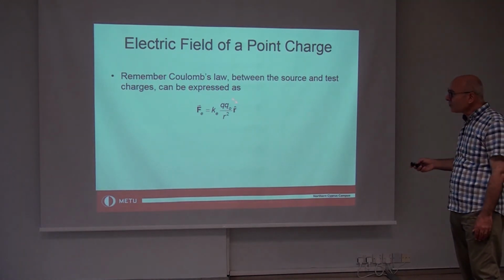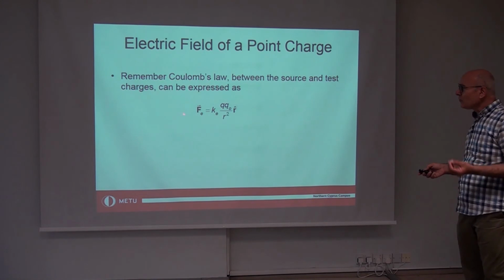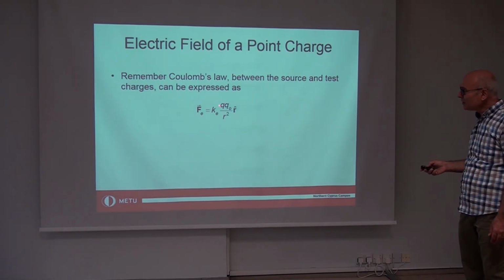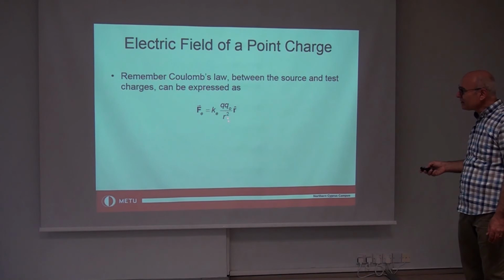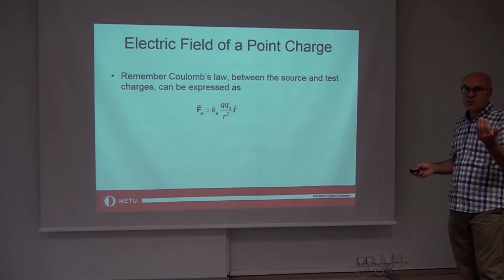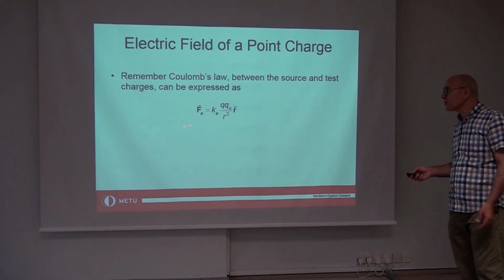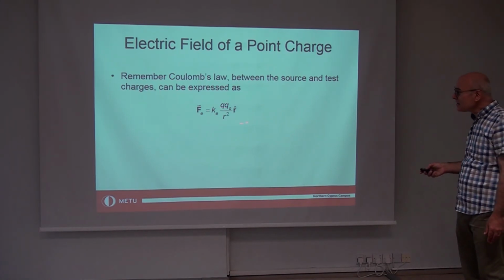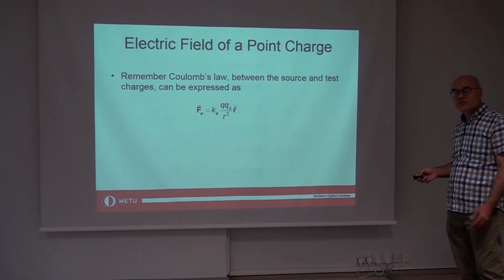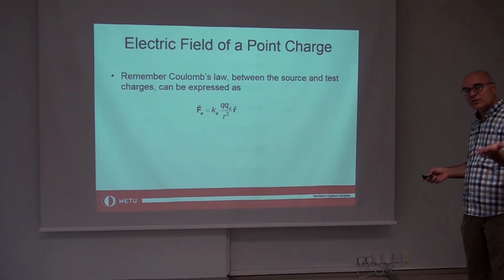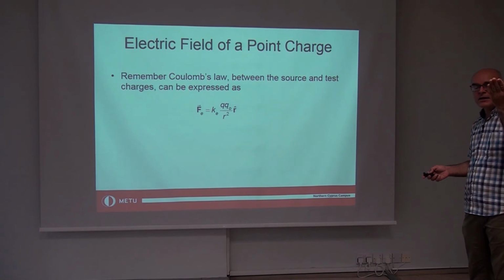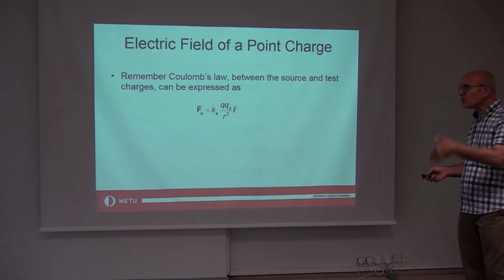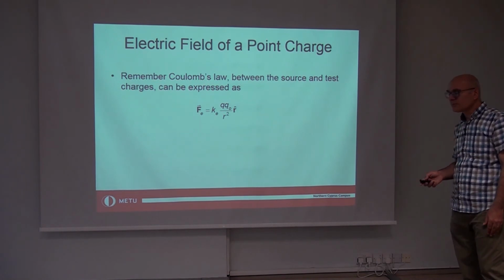So this is the vector form of Coulomb's law for the force exerted by a source charge on a test charge that is a distance r away from it. Now, this r hat, as we recall from Coulomb's law, is a unit vector that goes from the source charge to the test charge. So this is just Coulomb's law expressed for the force exerted by a source charge Q on a test charge Q naught. So this is the force.